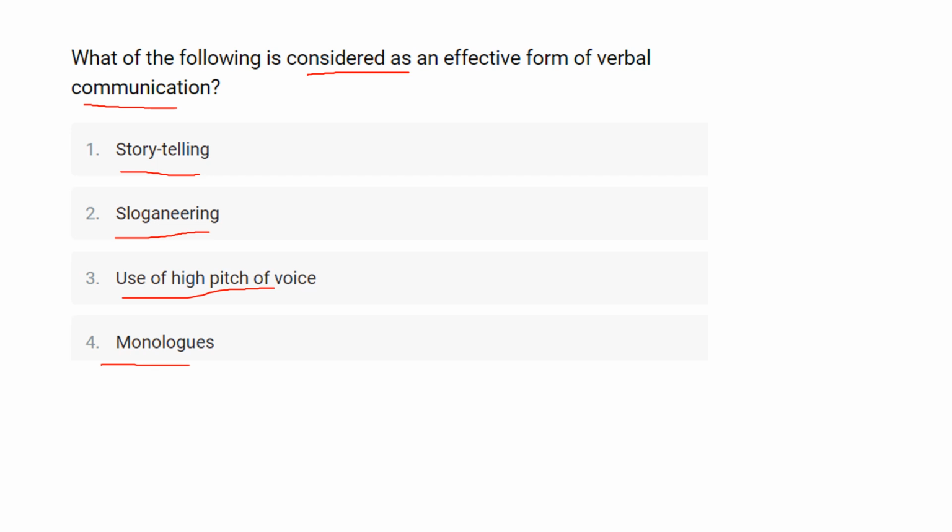So here communication is derived from the Latin word communicare, which means to share. Communication is passing information or telling an idea from one person to another. Communication consists of 3 things: encoding, transfer and decoding. And there are 2 persons, one is a sender and one is a receiver. A sender encodes the message, the channel transfers it to the receiver, and the receiver decodes the message. Communication is of 2 types based on the communication channel: verbal communication and non-verbal communication. So here storytelling, option 1, is considered as an effective form of verbal communication.